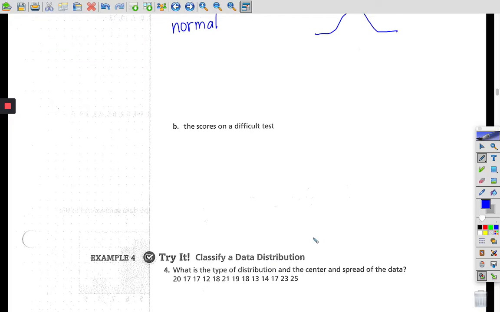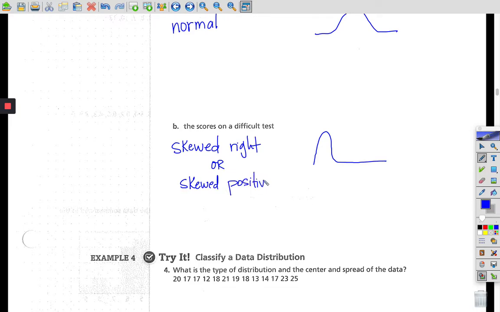Now let's think about this, scores on a difficult test. If it was a score on a difficult test, that means most people are probably not going to do very well, so they're going to score low, or you're going to have some overachievers that would score much higher. So this would be skewed right, or you may even see it written as skewed positively. Because the results that are more positive than these down here throw off our data.